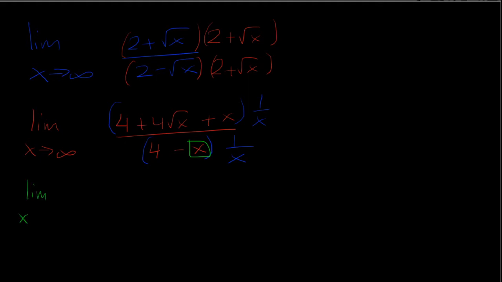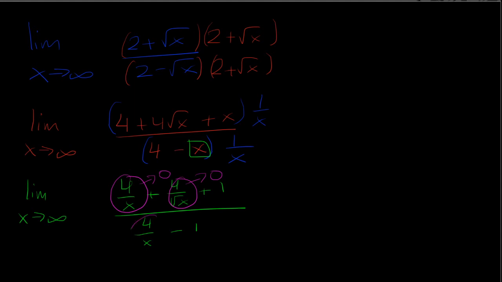So you'll have the limit as x approaches infinity of (4 over x plus 4 over root x plus 1) over (4 over x minus 1). And now 4 over x goes to 0, 4 over root x goes to 0, so we'll be left with negative 1. So we get an extra step just to FOIL it out. So the first step is to multiply by the conjugate and FOIL it out, then multiply by 1 over x. But what we can do from the beginning is skip to step number 2.